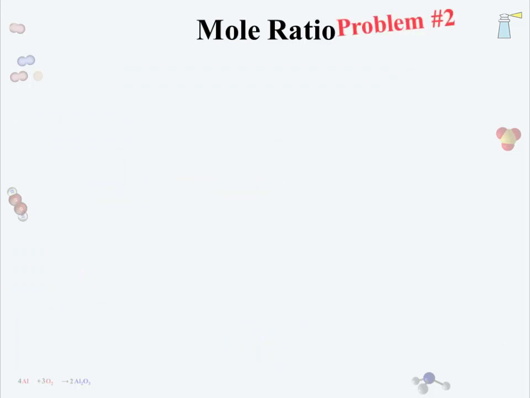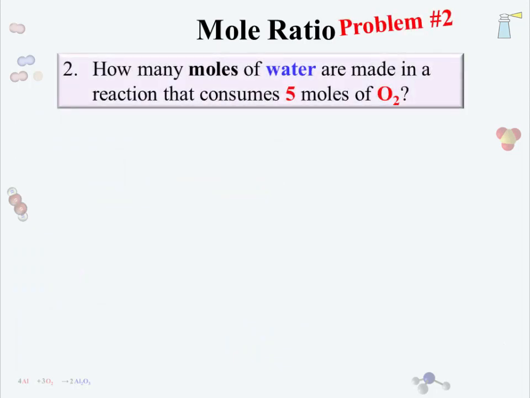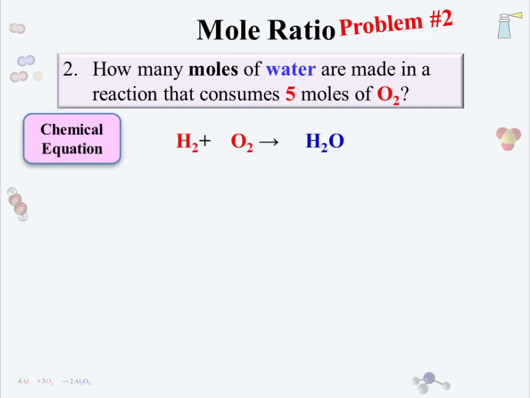The second mole ratio problem asks how many moles of water are made in a reaction that consumes 5 moles of O2. Is there amount information given about one compound in the reaction and amount information asked for about another compound? That is the definition of a stoichiometry problem. Like all stoichiometry problems, this one begins with the chemical equation. Most of the time the reaction is given. Coming up with an equation is actually very difficult.